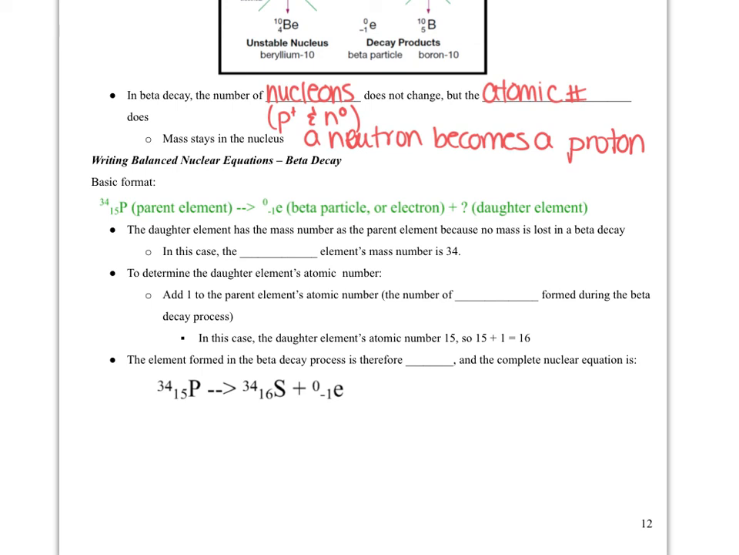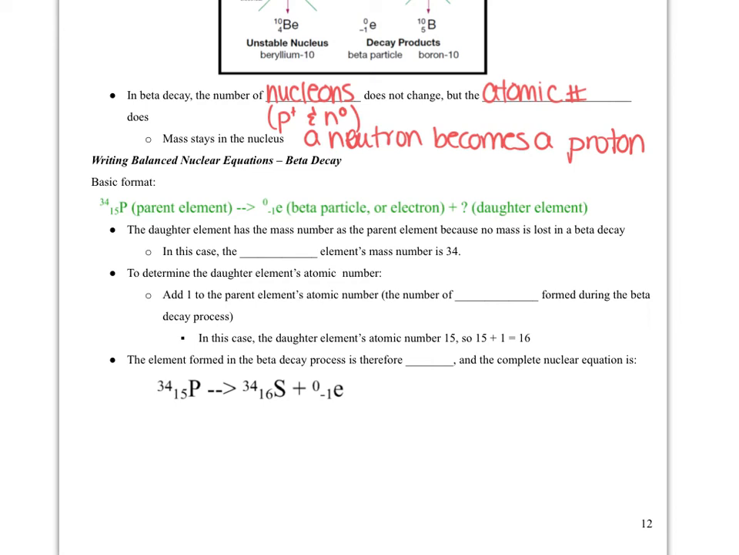So we'll look at an example where we have phosphorus-34. Phosphorus has an atomic number of 15, and we're looking at the mass number of 34. This is our parent element. It undergoes beta decay and emits this electron or beta particle, which again, we can find the formula or symbol for in our data booklet. And it will also create a daughter element, and it's our job to figure out who is the daughter element.